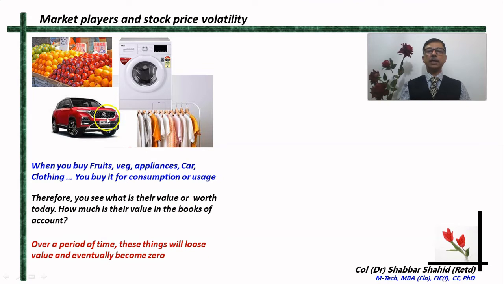Because over a period of time, these things will get consumed and lose their value. They will eventually become zero. Once you eat the fruits and vegetables, their value is zero. You buy a dishwasher, a washing machine, a car, you use it for a couple of years, maybe 5 years, 10 years, 15 years, then their value becomes zero. Similar is the case with clothing. You use the clothes for a year, 2 years, 3 years maybe, then their value is zero, isn't it?